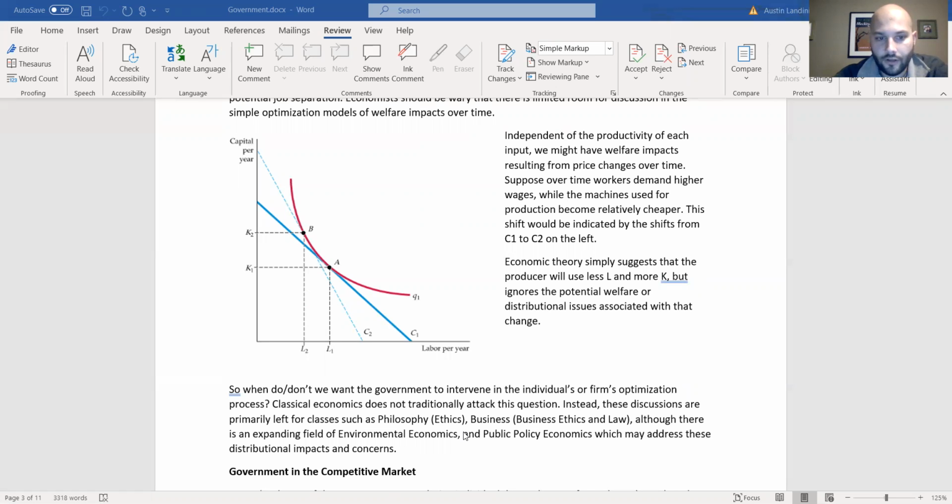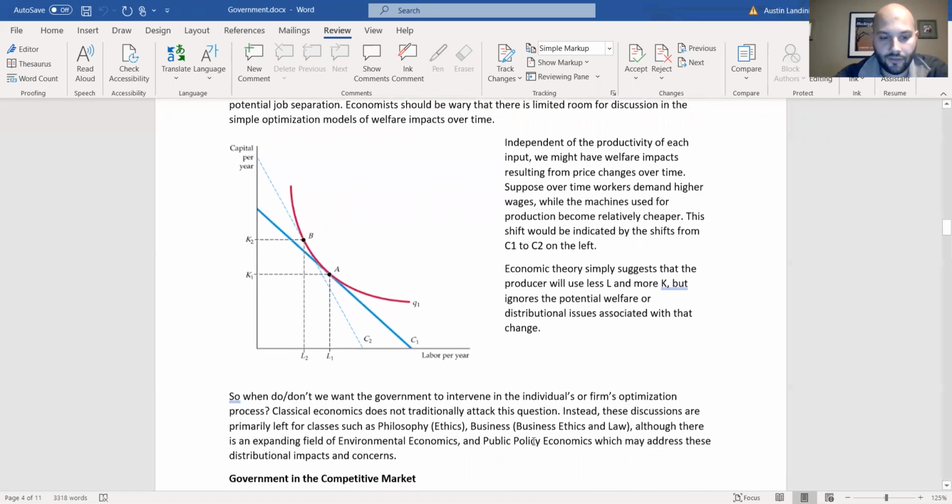But we do in the department have some expanding fields in economics in general, which are also taught in the department, like environmental economics, and the public policy types of courses, which I referenced before, which would also probably address these distributional impacts and concerns in greater detail. So again, I just wanted to note that as we're recapping the models that we've done in this class, we also want to consider what might be the distributional or welfare impacts of our predictions or suggestions.